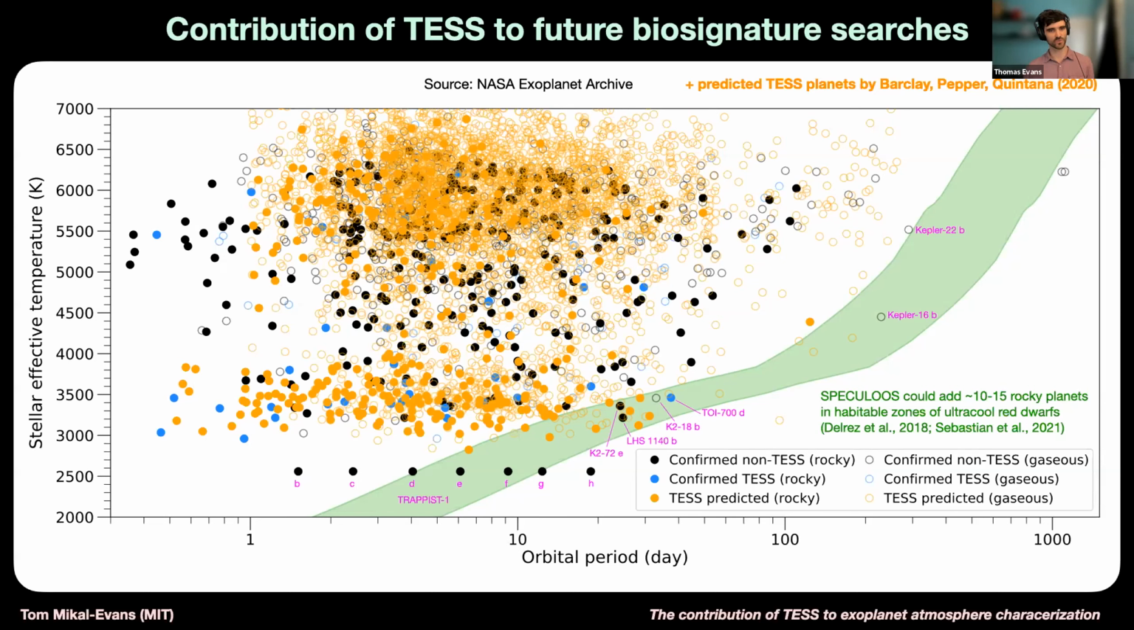Although such a survey won't be possible until next decade at the earliest, it's another example of how important the planets TESS is uncovering are to our overall atmospheric characterization efforts, both now and for many years to come.